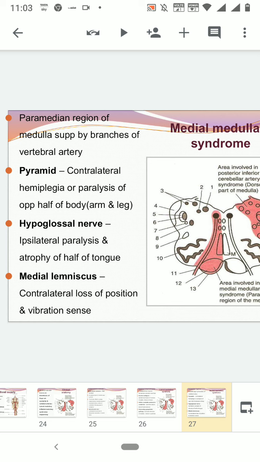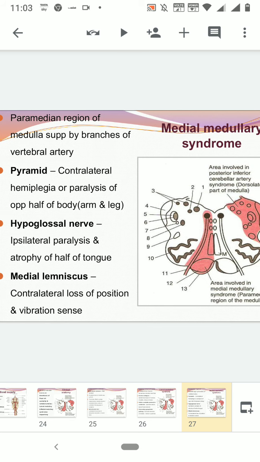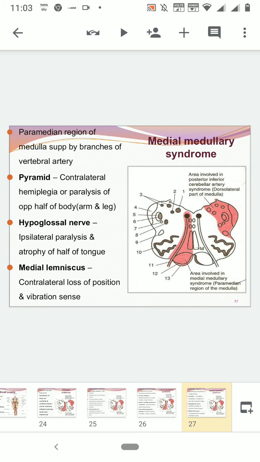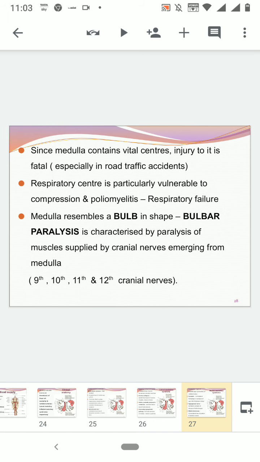Then in the median plane, you have the medial lemniscus. Now always remember, what is the medial lemniscus? Medial lemniscus is nothing but the internal arcuate fibers, which are the crossed fibers from the nucleus gracilis and nucleus cuneatus, and they are the continuation of the tract of Goll and Burdach, that is the posterior column or the dorsal column. And what do they carry? They carry position and vibration sense, so the medial lemniscus is involved. So contralateral loss, because they have already crossed, contralateral loss of position and vibration sensation. Okay, fine. So this is the medial syndrome.